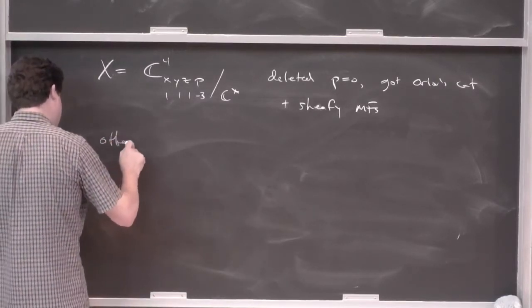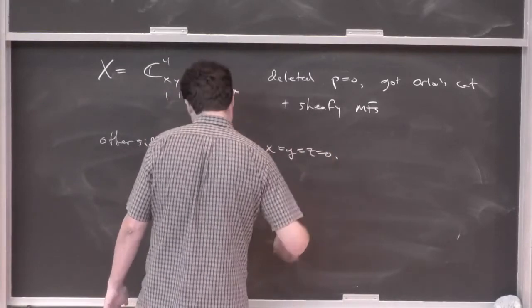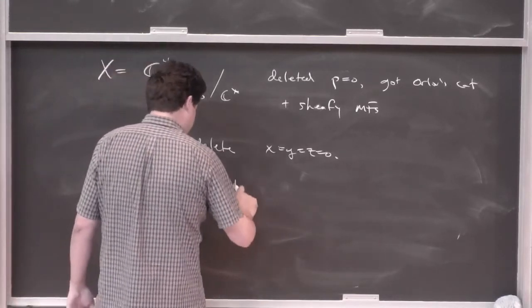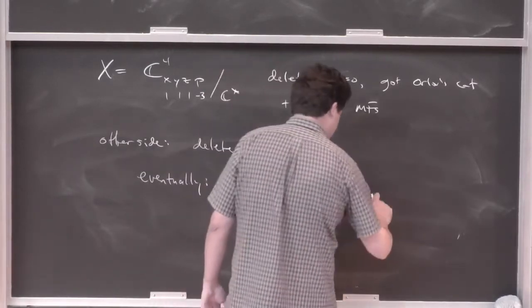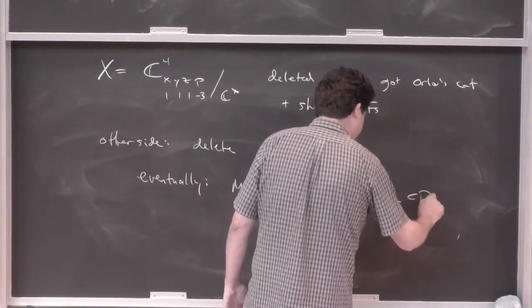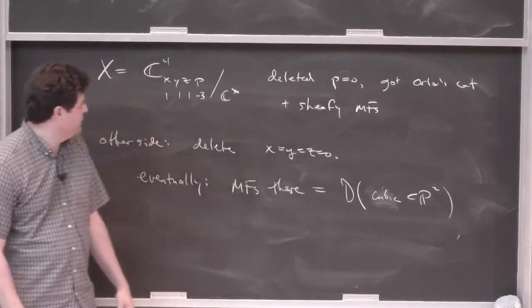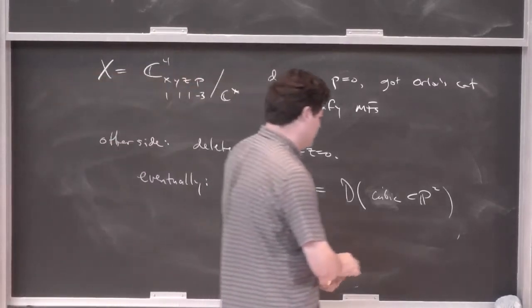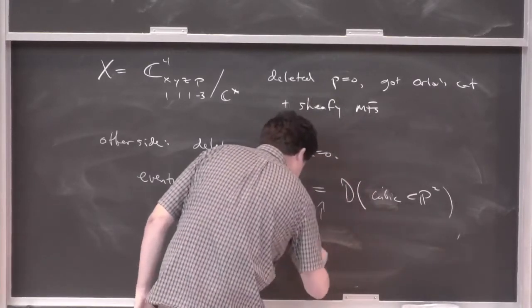So on the other side, delete x equals y equals z equals 0. And so what we're driving at, eventually, is that the matrix factorizations there will be the same as the derived category of the elliptic curve, of the cubic curve in P2. So we want to compare the derived category of the cubic in P2 to Orlov's category of matrix factorizations. And having sheafy matrix factorizations around is going to be absolutely crucial. And this equivalence is something called Knörrer.